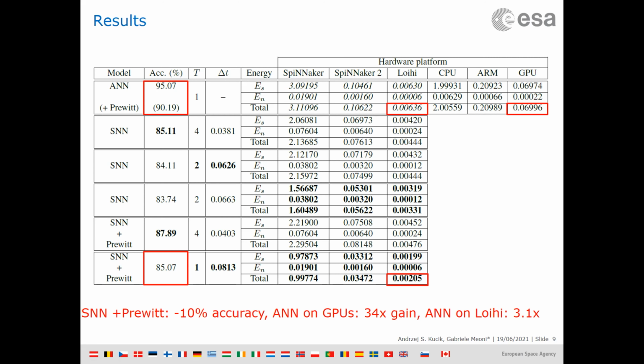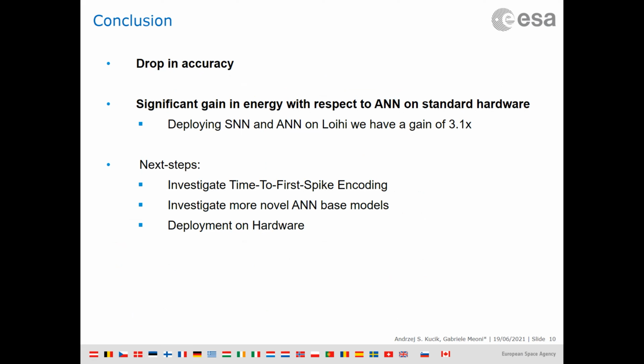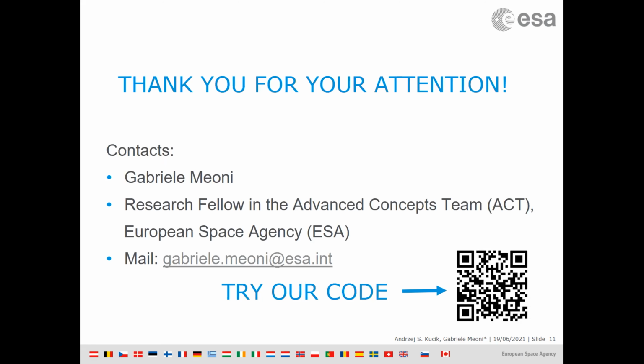So to conclude, yes, we still have a drop in accuracy that might be compensated by using different time encoding, for instance, time-to-first-spike encoding, or by using different models. But at the same time, we measure some gain in energy efficiency. So to sum up, our study is just to encourage further study to see if other benefits in terms of energy with less drop in accuracy are possible. So thank you very much for your time. And of course, if you're interested, please try our code.